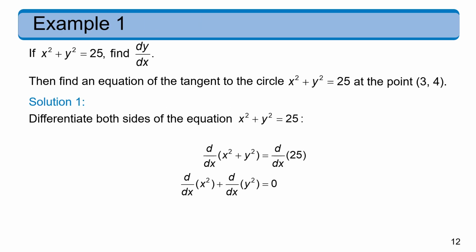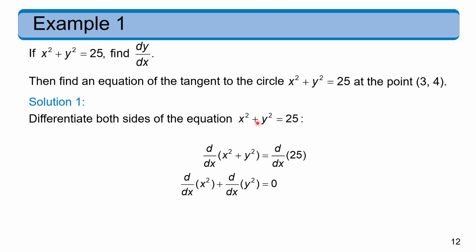We'll go through this example to illustrate how the method of implicit differentiation works. So we're taking the same equation we've been looking at, which represents the circle of radius 5, and first we want to find dy/dx, and then we're going to use that to help us find an equation of the tangent to this curve at the point (3, 4), which is a point on the circle. So we'll start by finding dy/dx.